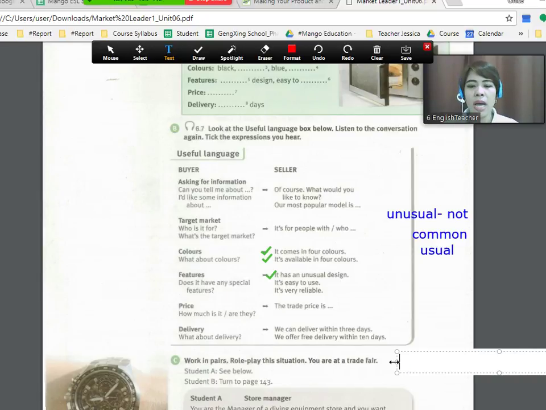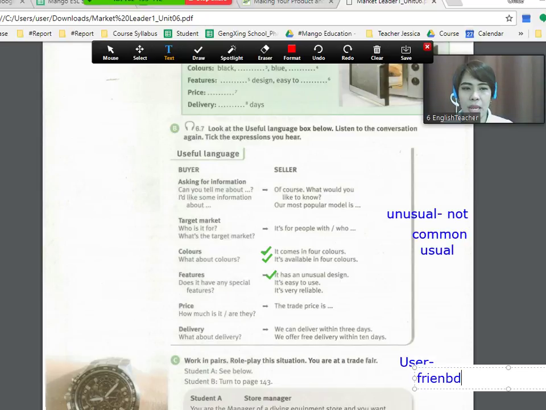Okay, so you can say it has an unusual design, it has a user-friendly design. So I'm going to give you a very useful word, guys. The word is user-friendly. When we say user-friendly, it is usually used for gadgets like cell phones or iPad. So the question, is it user-friendly? Is the design, the specs or features user-friendly? Can I easily use it? So that is the meaning of user-friendly. You can easily use it.